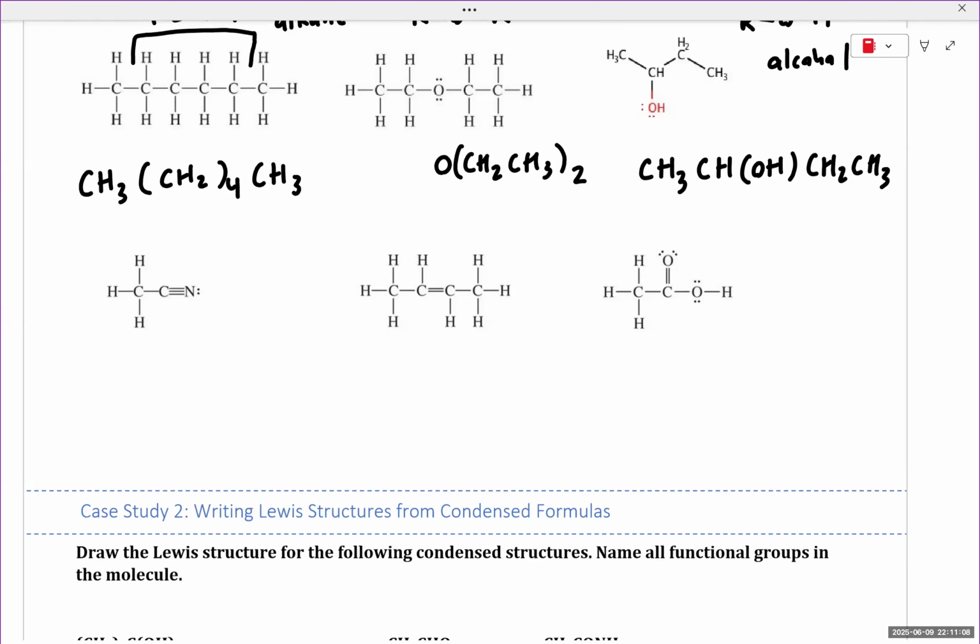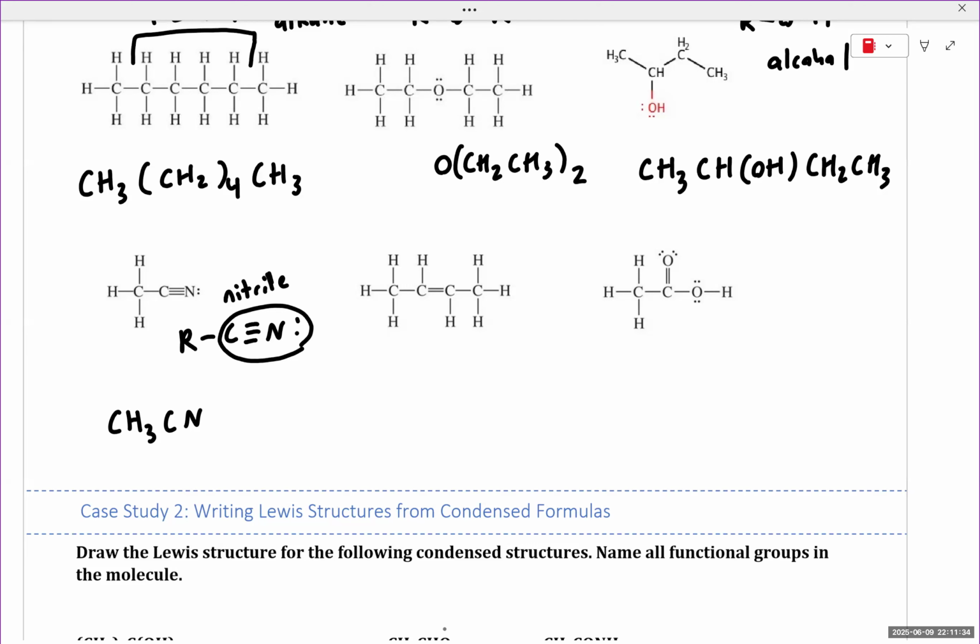So let's take a look at this next case. An R followed by a CN group. This is known as a nitrile group. This group here is the nitrile. So we'd abbreviate this molecule as CH3CN. In this case, the carbon-nitrogen triple bond is implied from the formula.